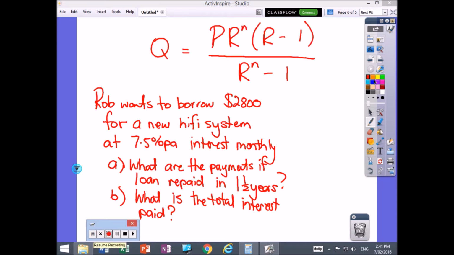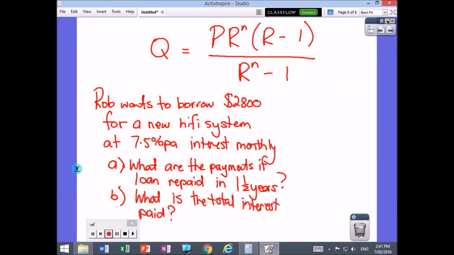Okay, so let's start working out what some of these pieces are. P is going to be equal to 2,800. Now, the rate is going to be a bit tricky.